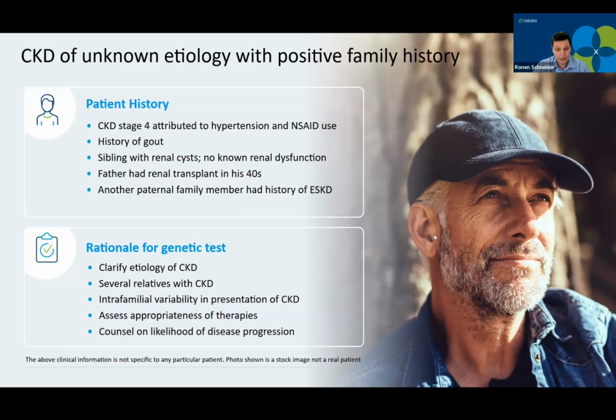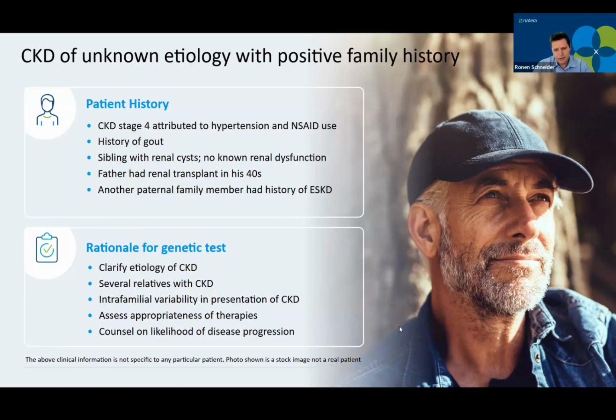So what is the rationale for genetic testing here? We want to clarify the etiology of CKD. So this is essentially CKD of unknown etiology. And as Dr. Norouzi and others mentioned in earlier talks today, hypertensive nephropathy often is a diagnosis of exclusion. We don't really know the etiology in these cases of CKD. NSAIDs as well, so it's a presumed diagnosis. So we want to clarify it. This is one indication. The other one is the positive family history of kidney disease.